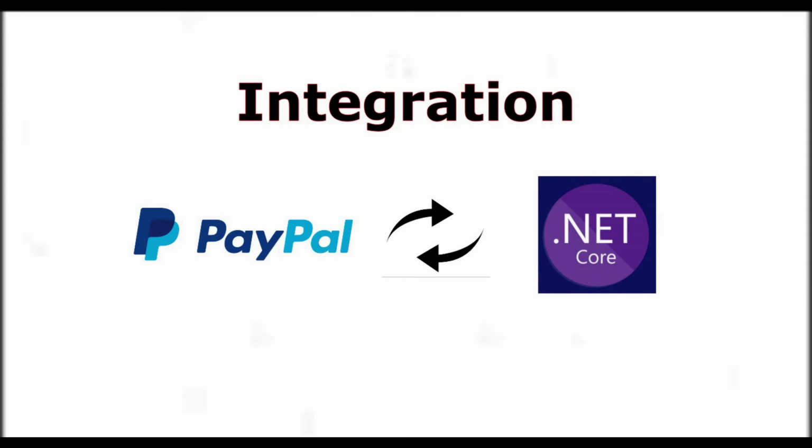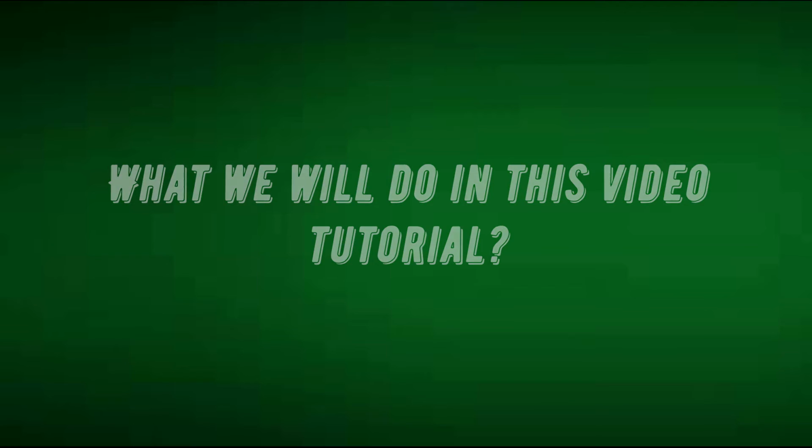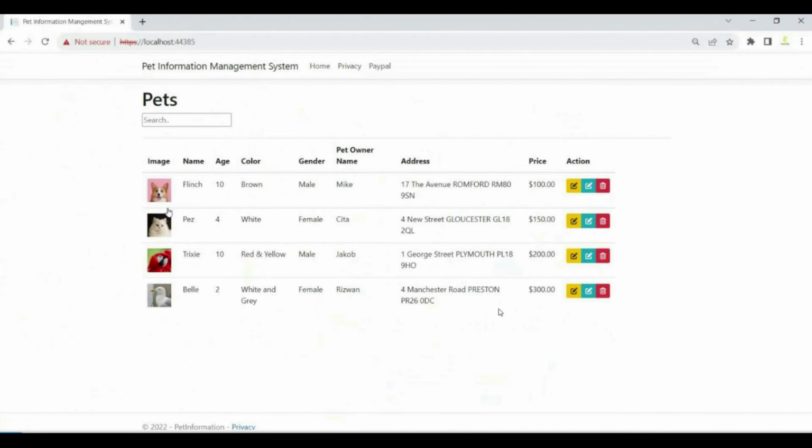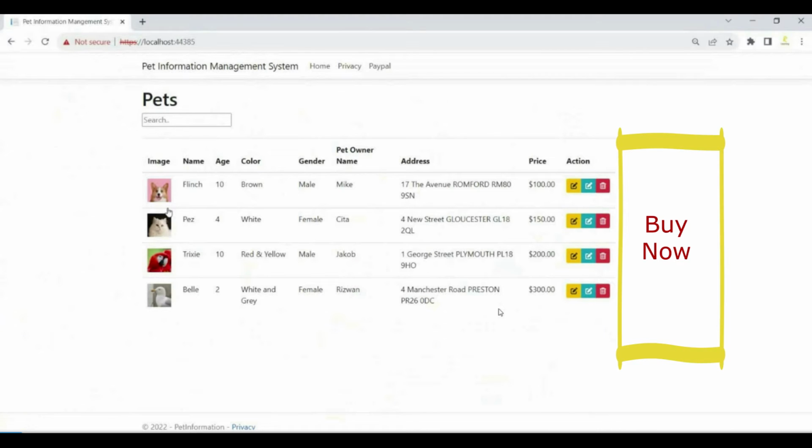Okay, what we will do in this video, we will use the credentials of PayPal in our ASP.NET Core application. As you know, we have a pet information management system. We created this application a few months ago. You can also watch the tutorial on how we can perform CRUD operations using ASP.NET Core MVC on my YouTube channel. In this application, this is the area where we will add the buy now button.